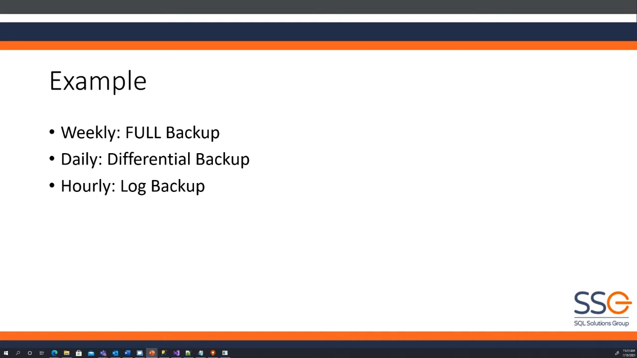So for example, you may every Sunday take a full, and then every day take a differential, but then every hour take a log backup, right? What every hour means is that your RPO is 60 minutes or somewhere within 60 minutes, right? You may take it every 15 minutes. You may take a log every 30 minutes. But depending on what your RTO and your RPO is, depends on what your backup schedule will look like.